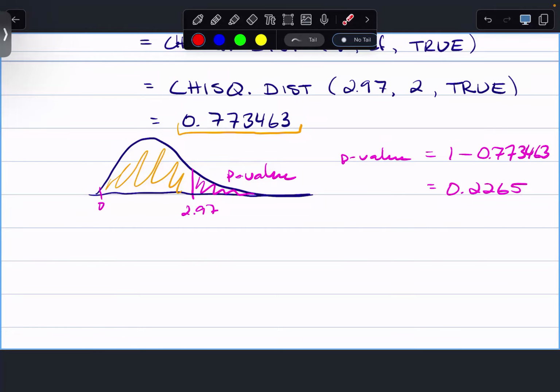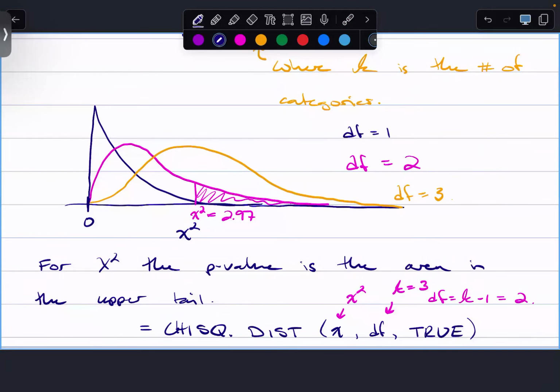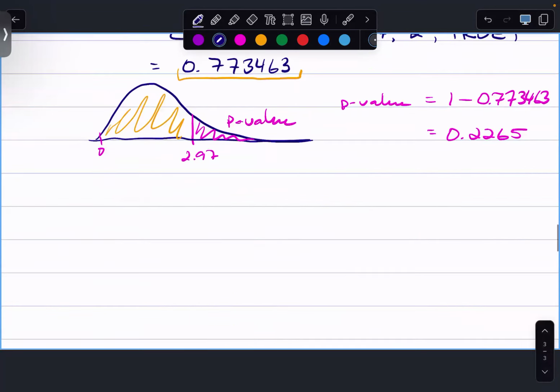Are we always trying to find the p-value? Yes, because we use the p-value to draw our conclusion, right? If the p-value is small enough, then we have enough evidence to reject H naught. In this case, it's not small enough. I'll write step 3 up here. I kind of got carried away. Step 3 is find the p-value. But I'll also make a note here, maybe in green.